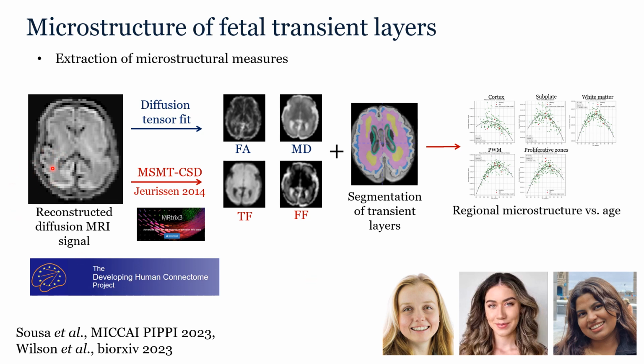First, we use the reconstructed diffusion MRI signal to feed two different models. It's the diffusion tensor model to extract fractional anisotropy and mean diffusivity, and then also multi-shell, multi-tissue constrained spherical deconvolution to extract tissue fraction and fluid fraction. Then we combine this map with a segmentation of transient layers. This is a CNN technique that was developed by Helena. And from that we extract the average regional microstructural measures.